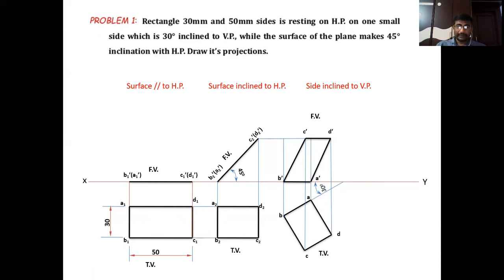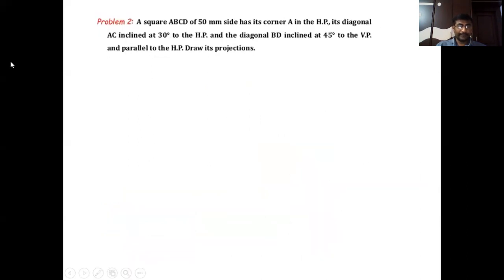Let us, I will explain another problem, problem number 2, in the same way. Problem number 2: a square ABCD of 50 mm side has its corner A in the HP. Its diagonal AC is inclined at 30 degrees to the HP, and the diagonal BD is inclined at 45 degrees to the VP and parallel to the HP. Draw its projection. This is the given problem.